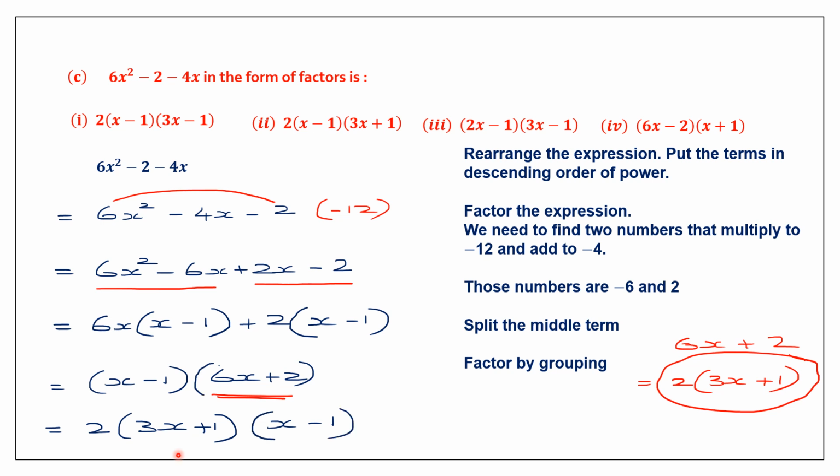So we have our answer now here. Let's see which of the options. The option here, 2 into x minus 1 into 3x plus 1, is the same as this. So this is our answer, option 2.